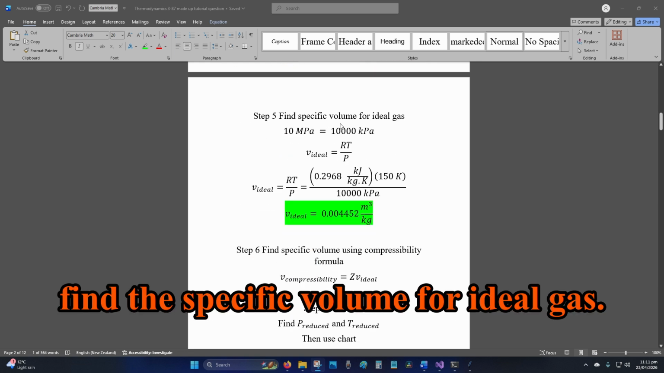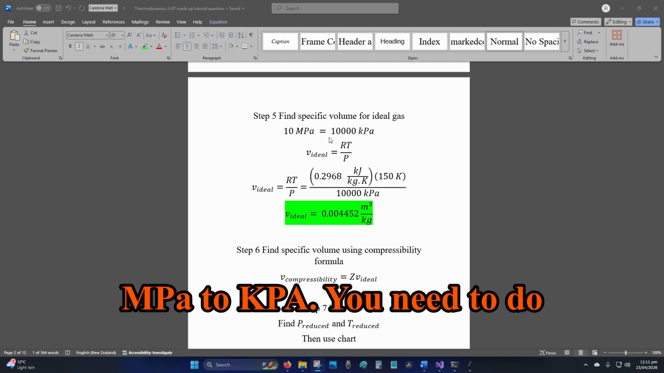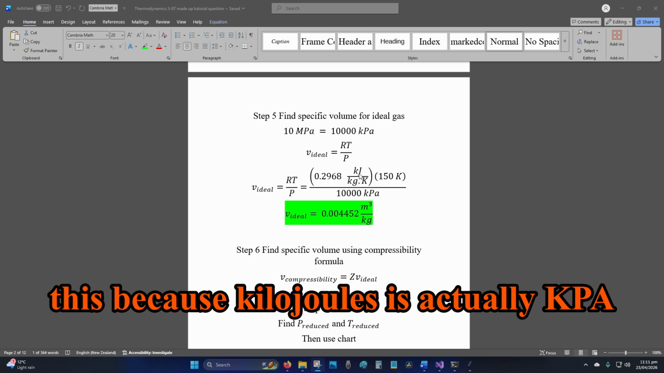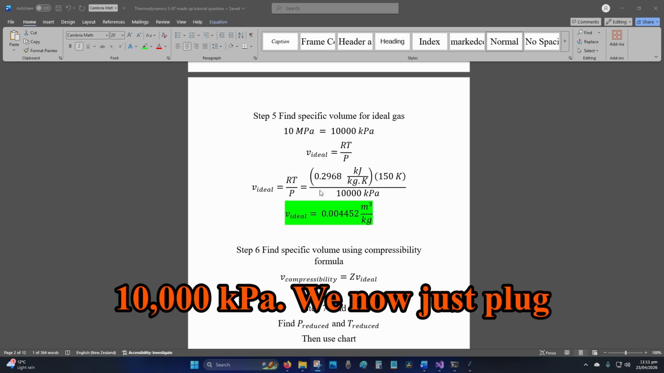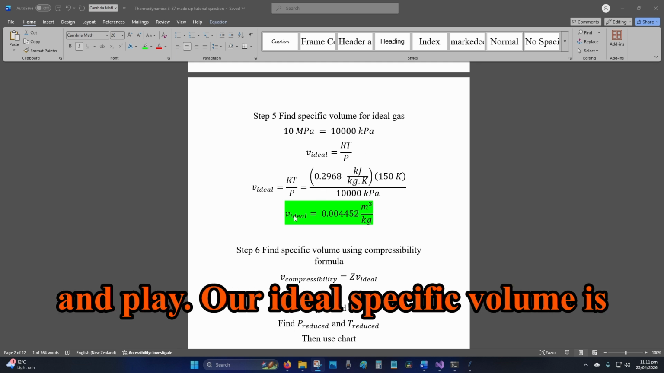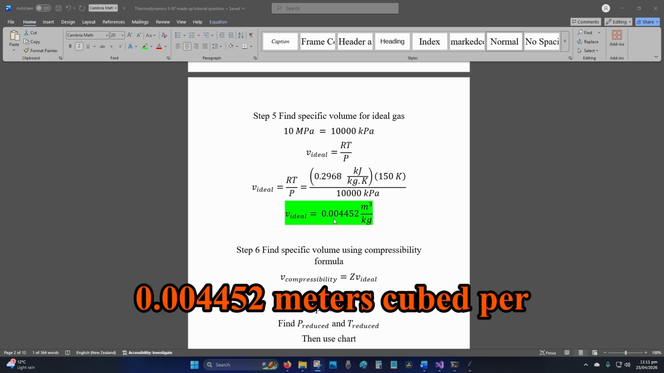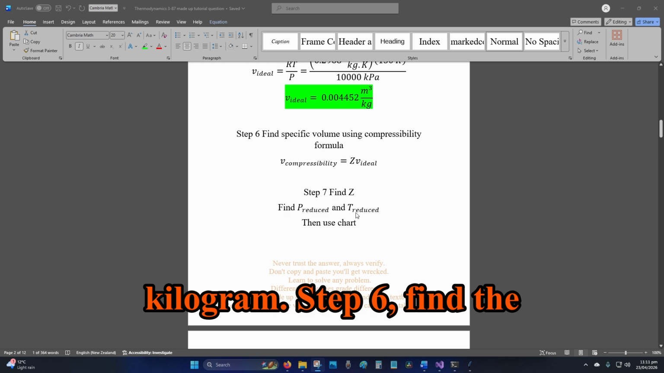Step 5, find the specific volume for ideal gas. Convert your pressure from MPa to kPa. You need to do this because kilojoules is actually kPa meters cubed. So it becomes 10,000 kPa. We now just plug and play. Our ideal specific volume is 0.004452 meters cubed per kilogram.